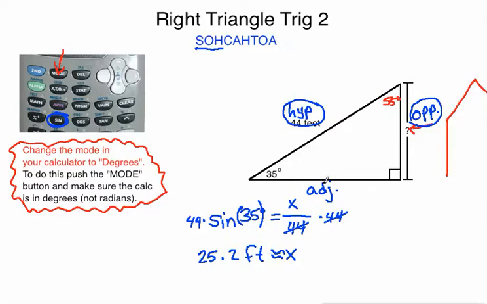And that would be how you would find the side if you're given a hypotenuse and an angle. We could have also used the 55-degree angle, and then we would have used adjacent and hypotenuse. We would have gotten the same answer. Let's look at a similar problem.